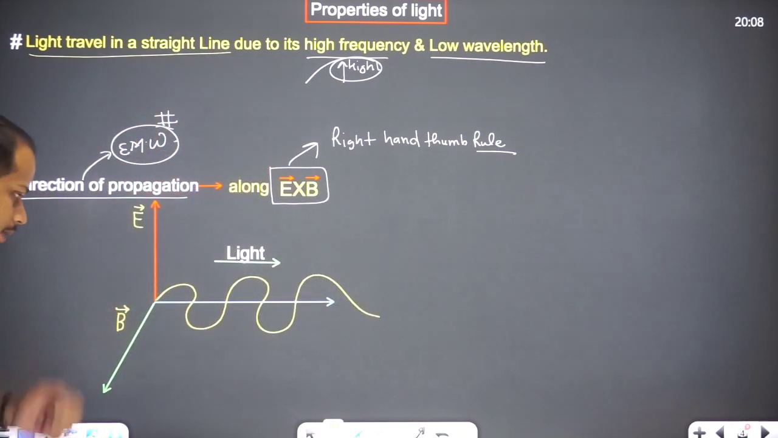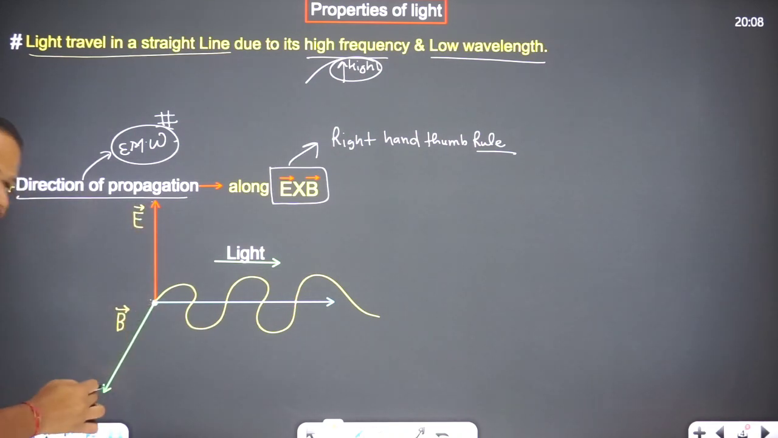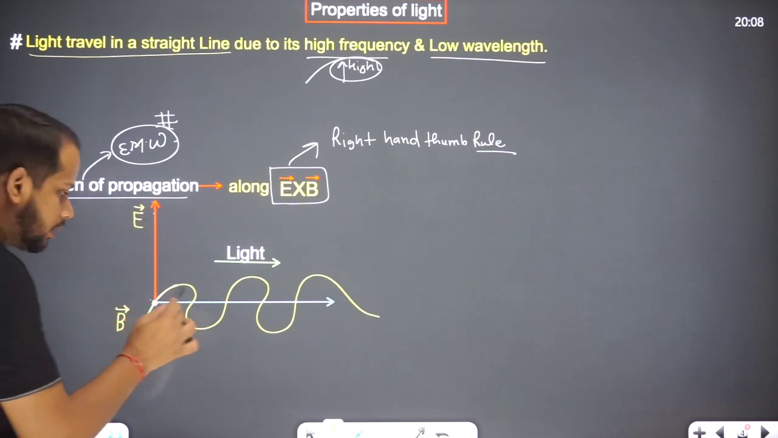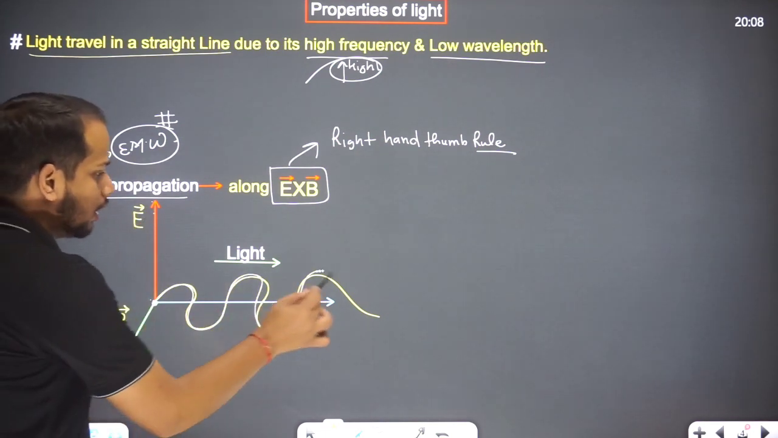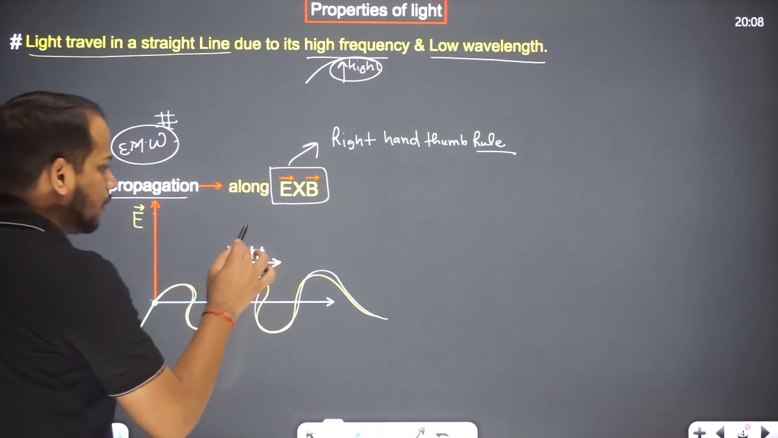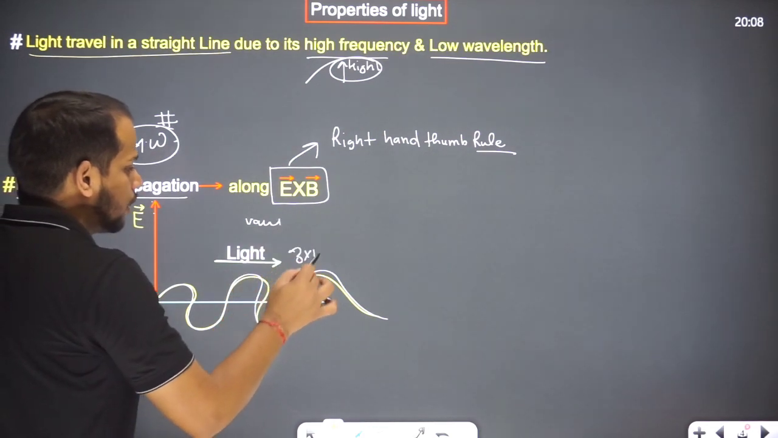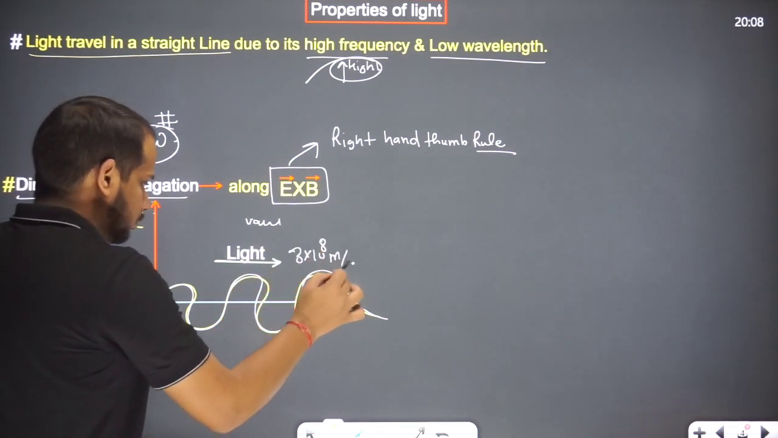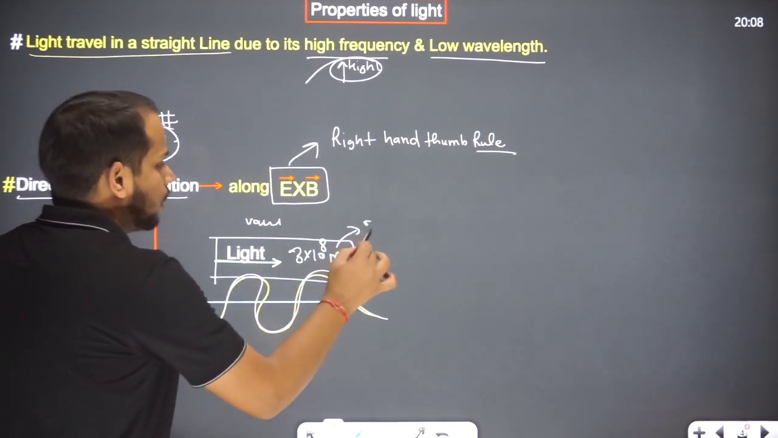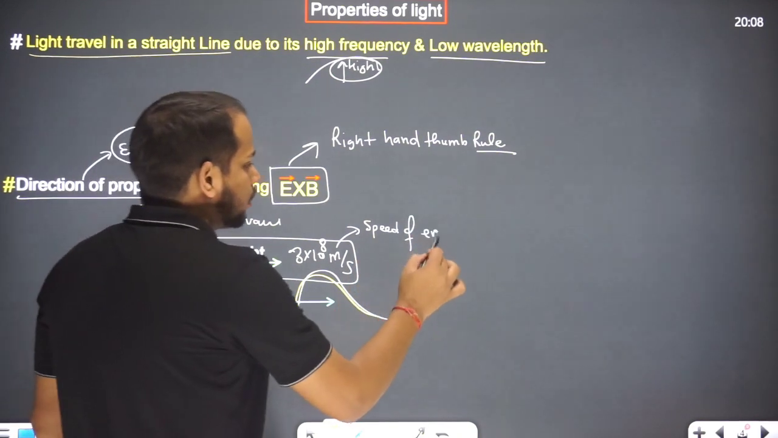You can just see over here, this is the electric field and this is the magnetic field. Due to the electric field and magnetic field, we have a wave called an electromagnetic wave, and in this case we are saying it's light. If this is vacuum, it moves with 3 times 10 to the power 8 meters per second. And light is basically the speed of energy.